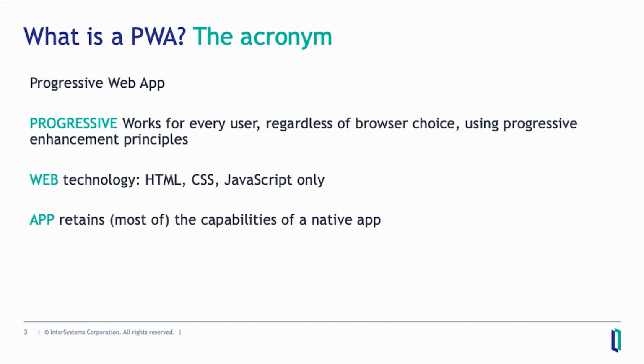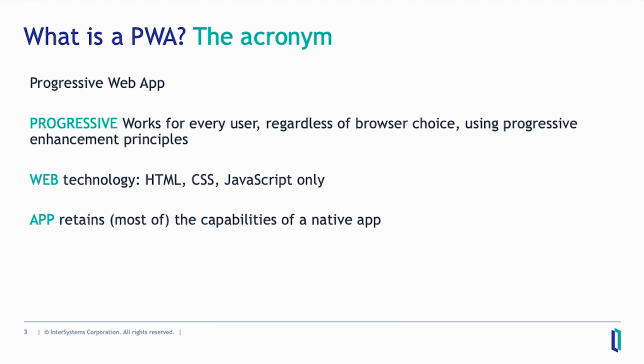So first of all, the definition. PWA, you hear it. What it stands for is progressive web app. Progressive is the most loosey-goosey part of the term. Progressive means that your application works for every user, regardless of their browser choice or device choice, using progressive enhancement principles. And the progressive enhancement principles are where the rubber really meets the road, where things get a little vague, and there's a lot of variation in implementation. But we'll talk more about that in the technology section.